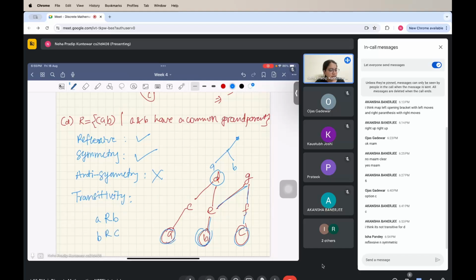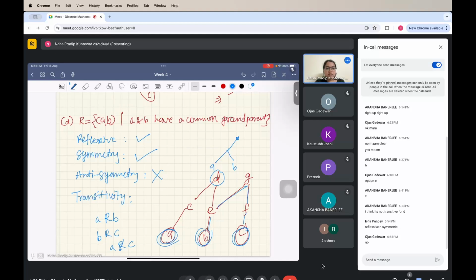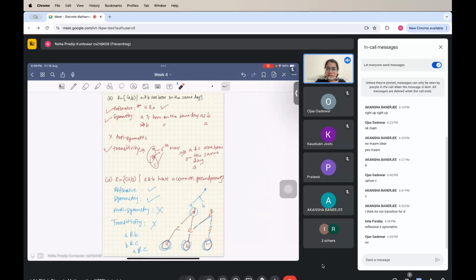But if you look at A and C, do they have a common grandparent in this diagram? No, exactly. So A is not related to C. So it is not that if A and B have a common grandparent and B and C have a common grandparent, then necessarily A and C must have a common grandparent. So this relation is not transitive. If you want to show that some property is not true, you can just give a counterexample like we did in this case. That would be enough to show that a relation is violating some property. Okay, good. So, are there any questions about any of the four questions that we saw?